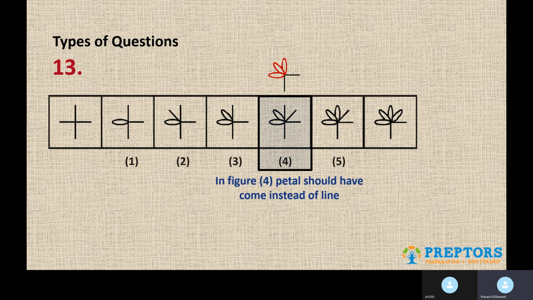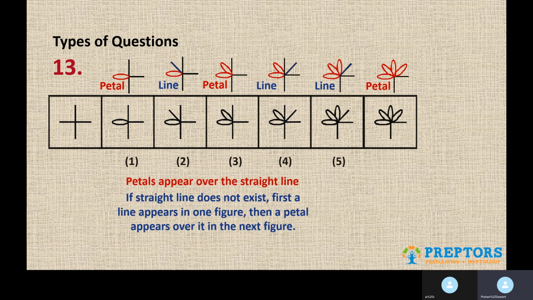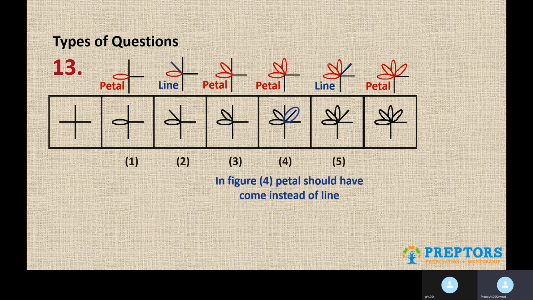In figure 4, petal should have come instead of line. So option 4 is the answer. So petal, line, line, petal. Now in this, lines are already present. So petal is following. Now in this figure, there must be a petal over here instead of this line, but it is not. So hence option 4 is the answer.